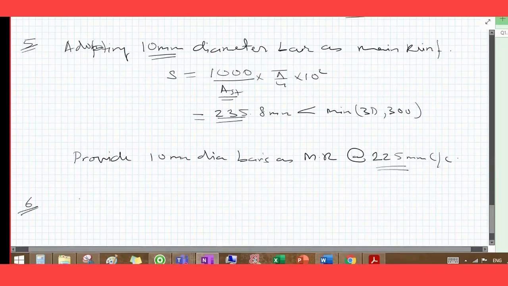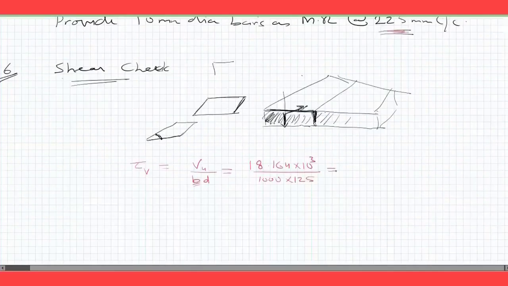Okay, the sixth step is shear check, and there will be deflection check also, and then we'll be providing distribution bars. Do this computation, you will get this tau v value as 0.145 Newton per millimeter square. Okay, tau v.